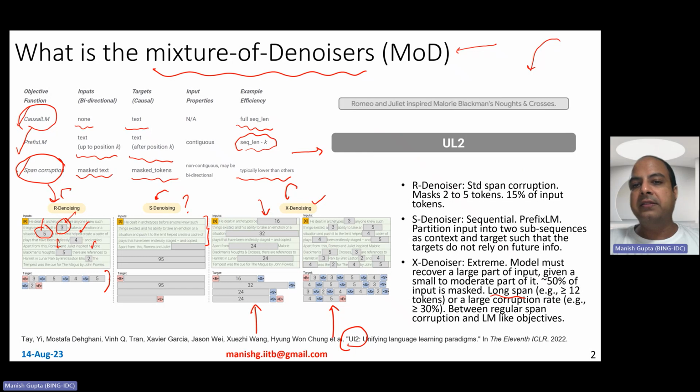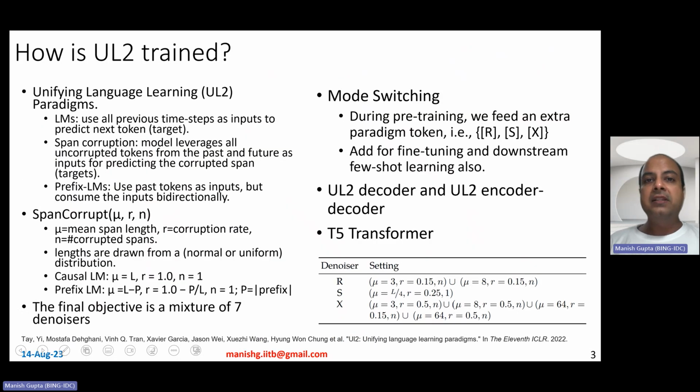Or here is our typical R denoising, which is the span corruption, right? So basically those choices are actually shown in the animation as well. Okay, so how is Google's UL2 model trained? UL2 stands for Unifying Language Learning.